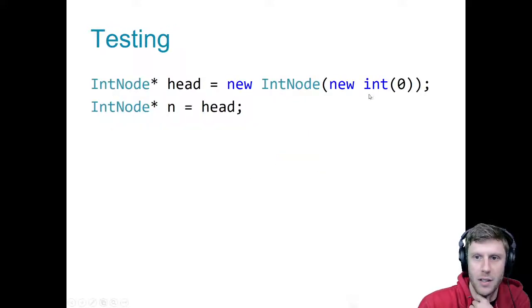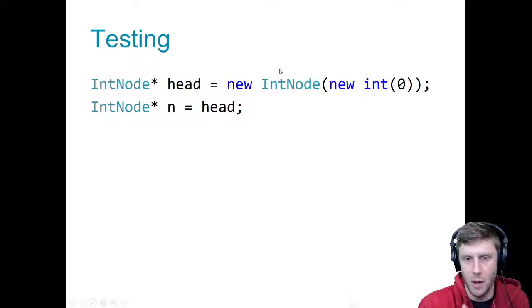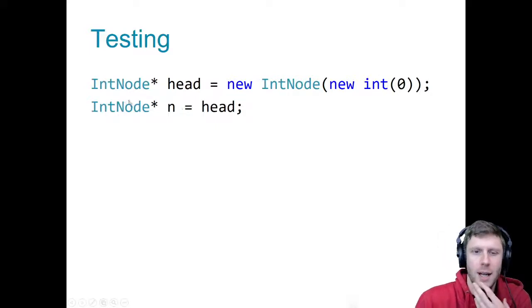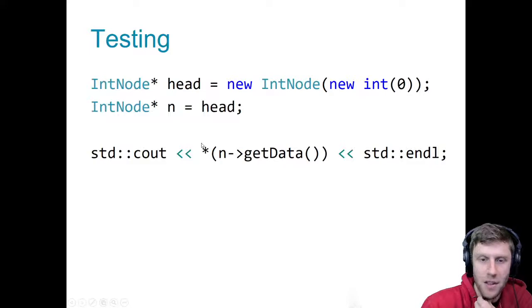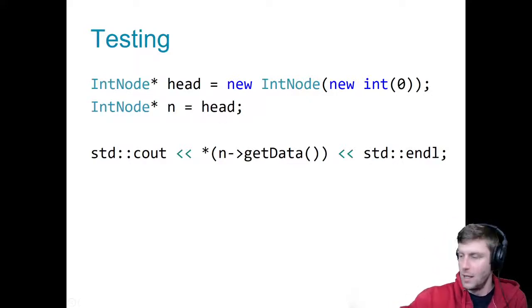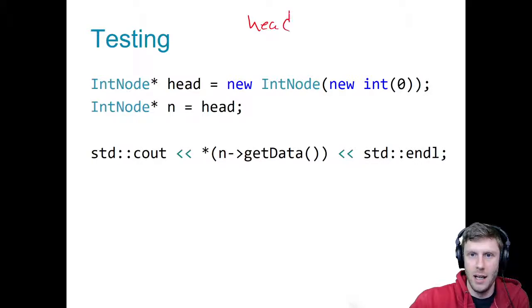Okay. So if I were to write this code, I'm saying, okay, int node pointer head equals a new int node. So I'm creating a new integer node, and I'm giving it a new integer with the value 0, okay? And then n is head. And if I were to say n get data, what would we expect to see here? Well, n is pointing to head. So I've got head, and this points to the number 0. And then we have n, which is also pointing to head. If I say n get data and then dereference it, well, that's just the number 0.